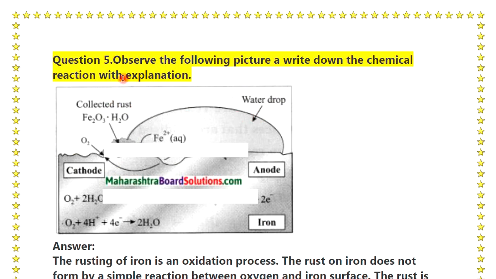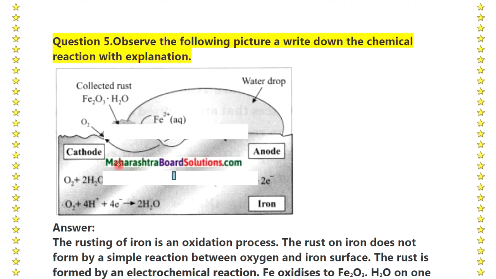Question number 5. Observe the following picture and write down the chemical reactions and explain. Fourth is water pollution. You can see in the picture. Answer: sewage should not be allowed to mix with water sources without taking precautions. See the diagram. What does it indicate? This diagram indicates the corrosion process. See the answer to this question.